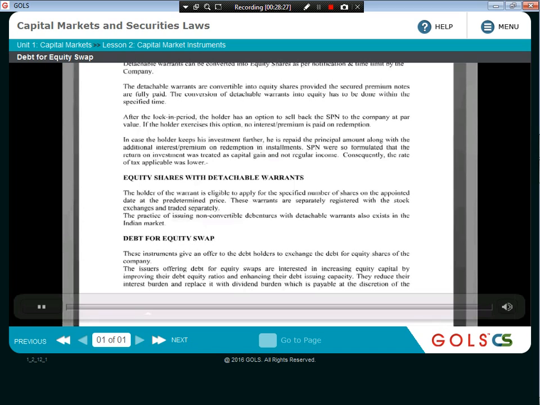So for the issuer, it is good in the sense that it reduces the cash outflow. I don't have to pay anything. I'm getting my debt reduced, and in return for that, I'm not paying anything. I'm just issuing an equity share. And from the investor's point of view, if they feel that the company is going to do very well, they exchange a debt for a share.